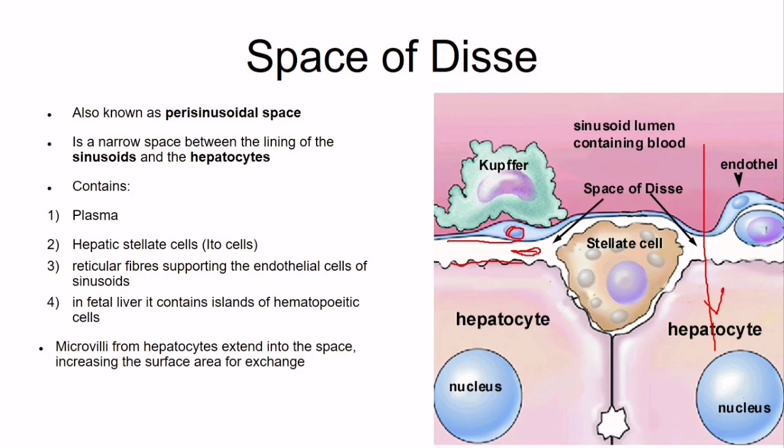Within this space of Disse, we also find the reticular fibers which support the endothelial cells. And in the fetal liver, this is where we find the islands of hematopoietic cells, because remember, the liver is the main hematopoietic organ prenatally. So this is our hepatocyte here. These are joined by tight junctions. This structure we refer to as a bile canaliculus.